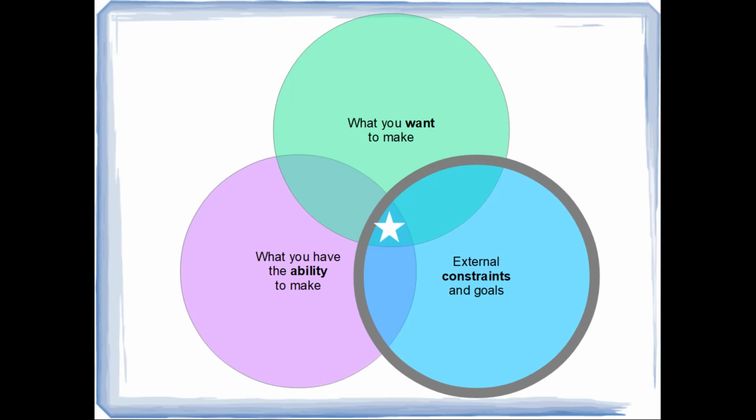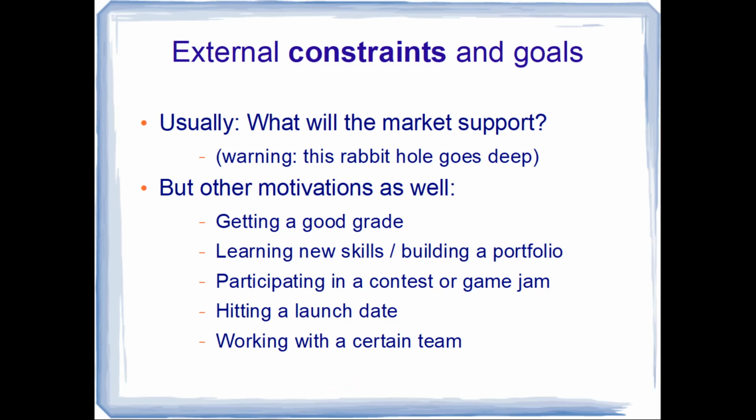So the last category that I wanted to talk about was external constraints and goals that you might be working towards. Most of the time for an indie game developer, that's going to be, what do I think the market is going to support? What's going to put food on the table? I don't want to get into that subject too deep because I don't know how confident I am that I know the answer, and also it's just very complicated. But most of the time you're going to be looking at what other people want and are willing to pay for.